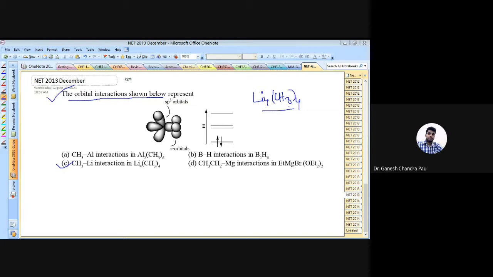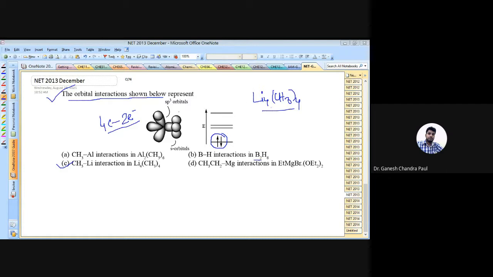In this compound, this kind of orbital interaction indicates a 4 center 2 electron interaction, because two electrons are present over here. So this is what is called a 4 center 2 electron interaction. But as you know, in the case of diboron, the banana bond is a 3 center 2 electron interaction, whereas here it is a 4 center 2 electron interaction, and this takes place in the tetralithium tetramethyl compound.